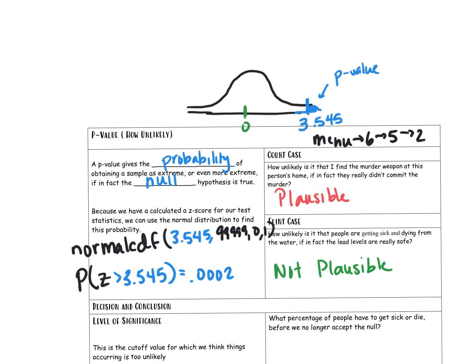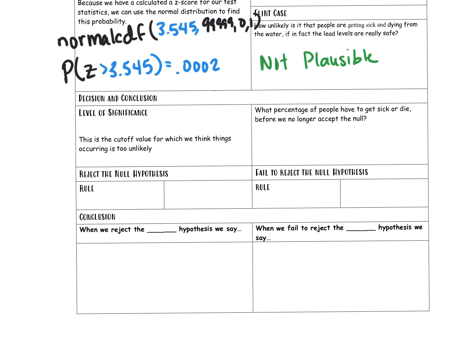This is what we call a probability statement, and it says that I'm looking at a z-value that's greater than 3.545, because that means you're as extreme or more extreme than the actual value. That only occurs 0.002% of the time. And so now we can take this and make a decision.